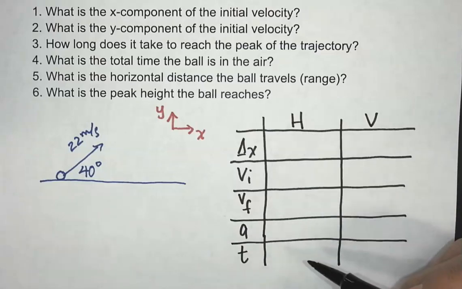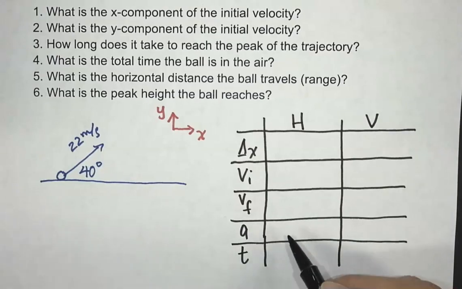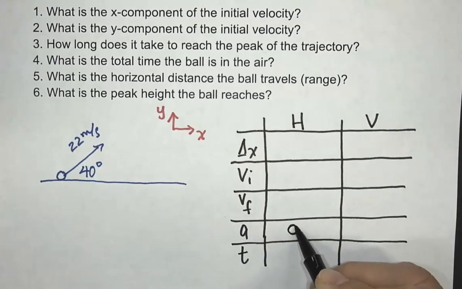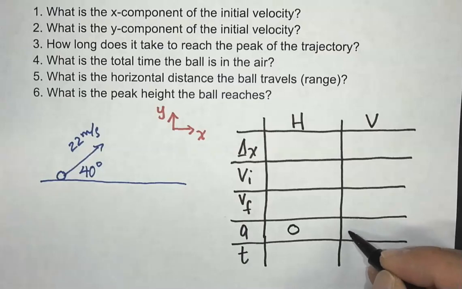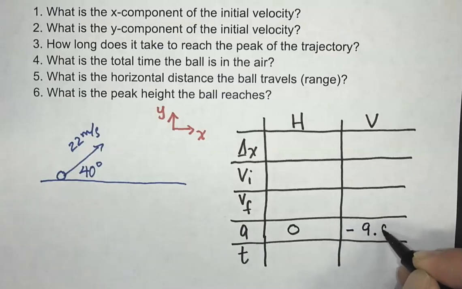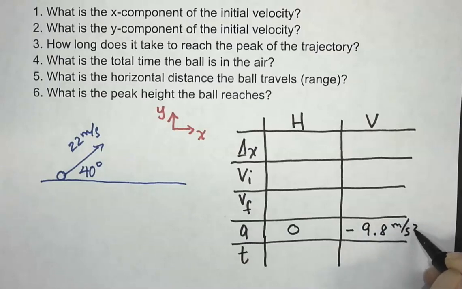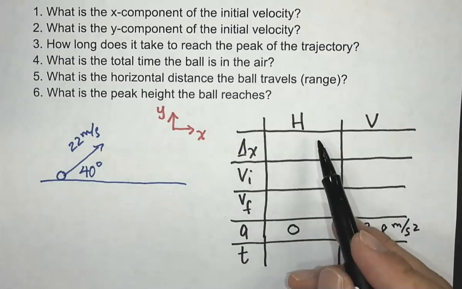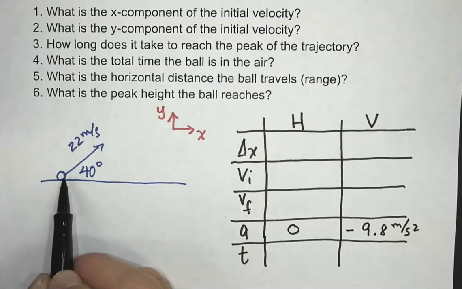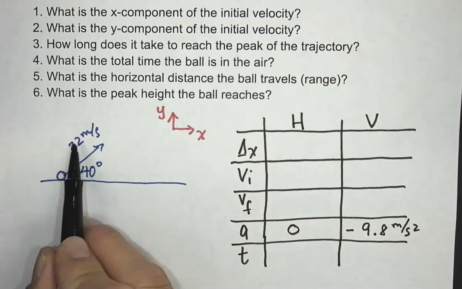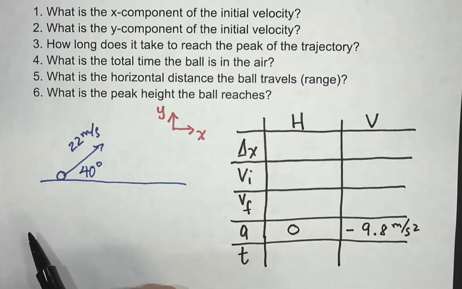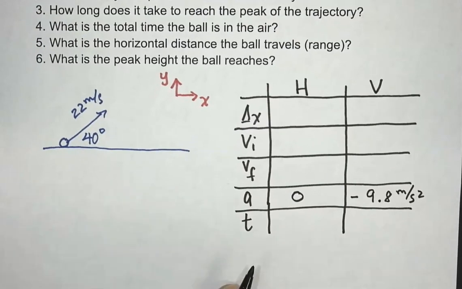So first I know horizontally that for projectile motion, there is no acceleration. So we'll put a 0 here. I know vertically, it's going to accelerate 9.8 meters per second downward. I'm going to put a negative because I made up positive. So this is negative 9.8 meters per second squared. Now horizontally, the initial velocity is going to be a component of the 22 meters per second. So I'll be using a little bit of trig here.